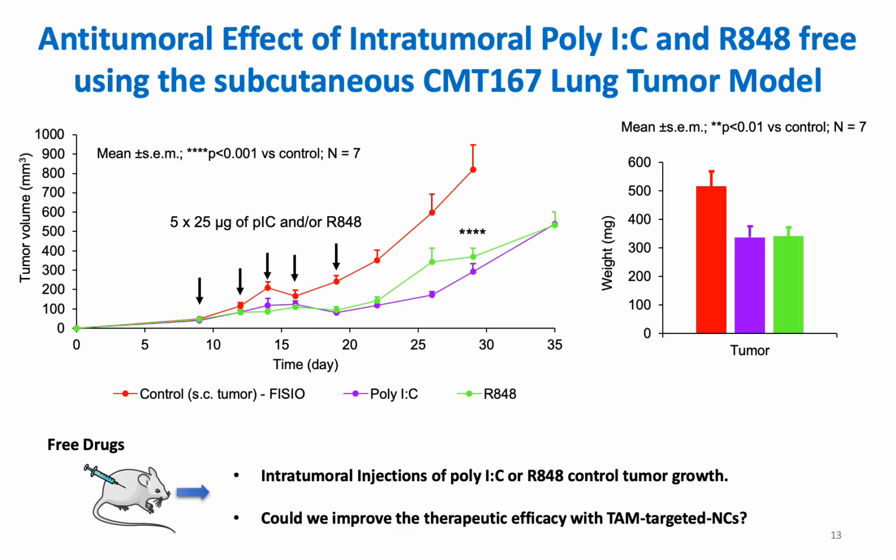Then we observe that the intratumoral injections of poly-IC and Resiquimod are able to prevent the growth of these tumors in vivo versus the control. Here we can see at the end of the experiment the results for the poly-IC and for the Resiquimod, and now the question is, will we be able to improve this therapeutic activity with the use of nanoparticles loaded with these drugs to target macrophages in the tumor?